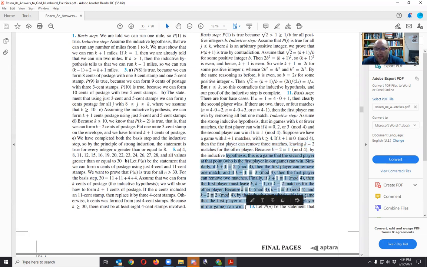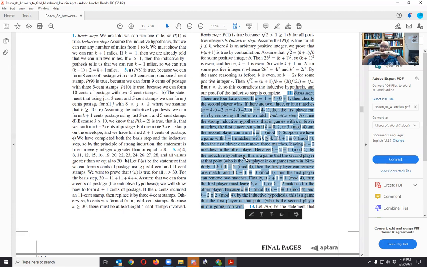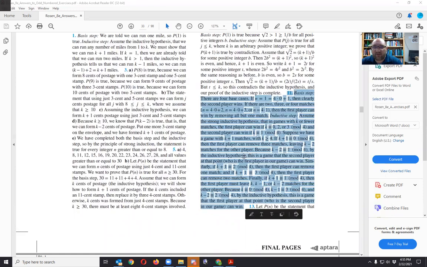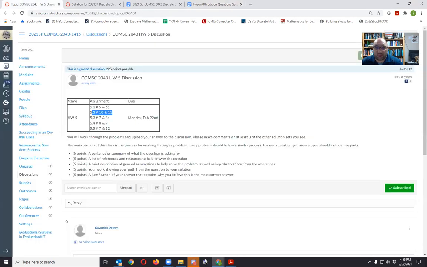All right. So it is a bit of writing, but the idea here is this is a different way of working through these problems. These aren't great examples, but this is one way to work through proofs. And it's basically showing you have the base case, and then you have the inductive step, and then you have strong induction. Okay.